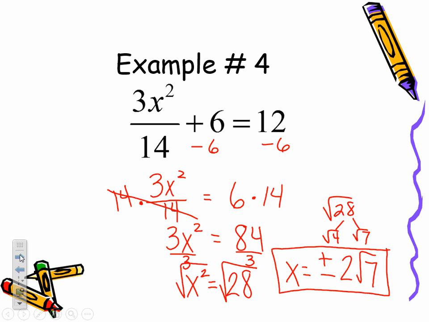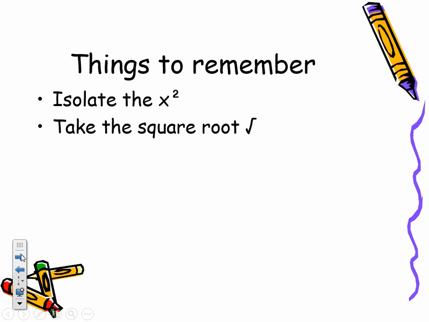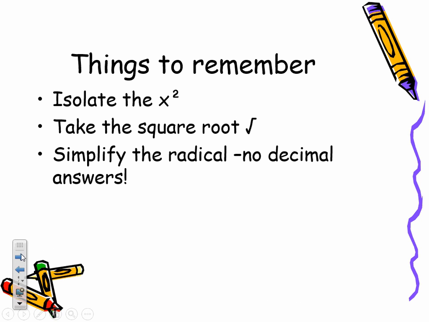So the basic idea is this. You need to basically solve for x using everything that you already know how to do. Isolate it, get it alone, use those inverse operations, okay? At the end, when you have an x squared, you're going to have to take a square root, because that's how you undo squaring. That's the inverse operation. Simplify those radicals. You are not allowed to write any decimals at any time. That means even if your answer is a fraction, you've got to keep it as a fraction, no decimals.